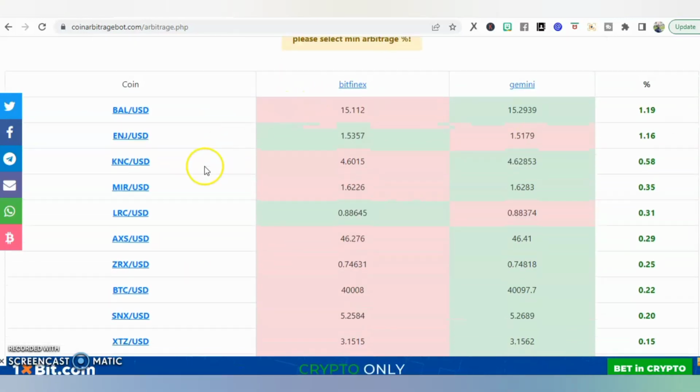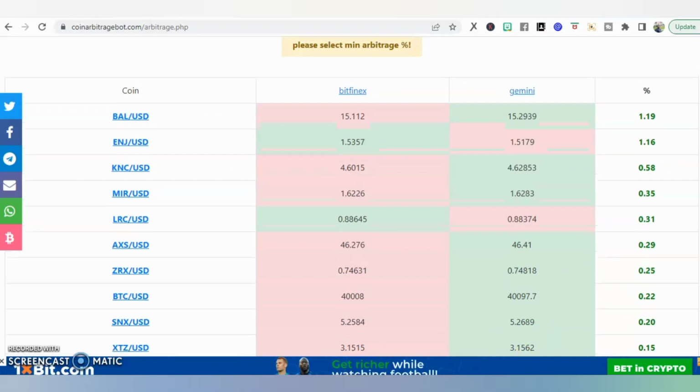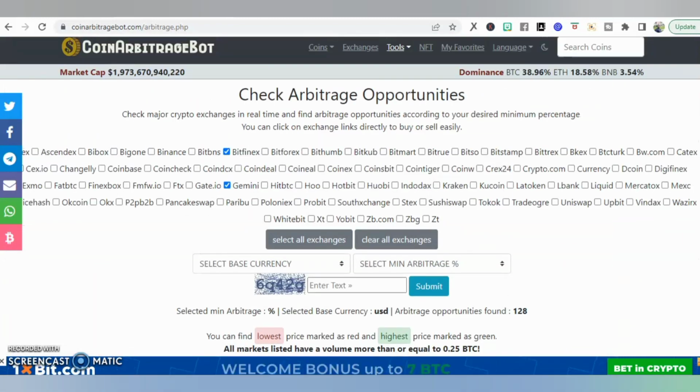So we also have other coins that you can go for. So you can check through them and make sure, like I said, that they have enough volume before going for a particular coin. So that is that about how to use this exchange, for profit.